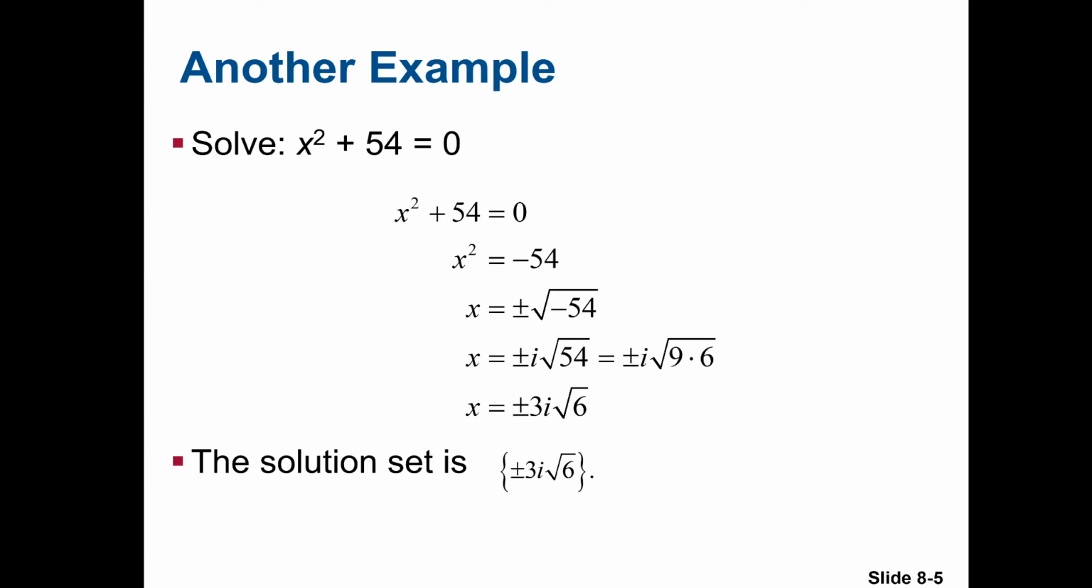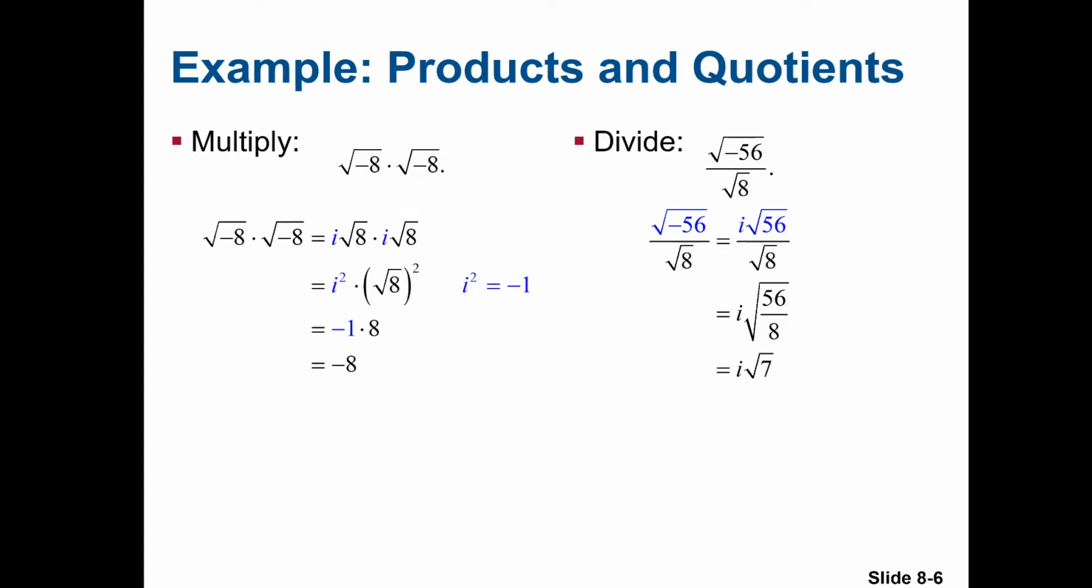So here's another example, quite similar to the previous one. Separate that i, and also 54 is a non-perfect square number, so we need to break it apart into a perfect square number and a non-perfect square number. Eventually we end up with plus minus 3i root 6. So multiplying, again, separate out the i; quotients, again, separation with the i, and then reduce if that's possible.